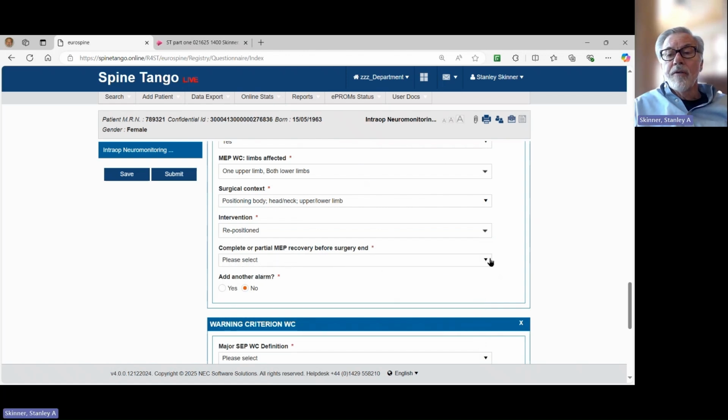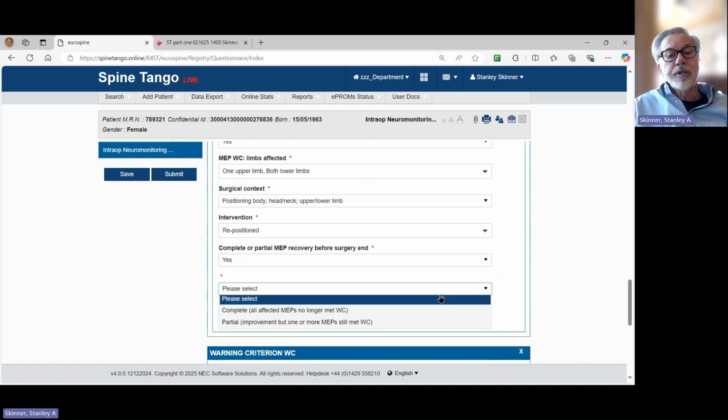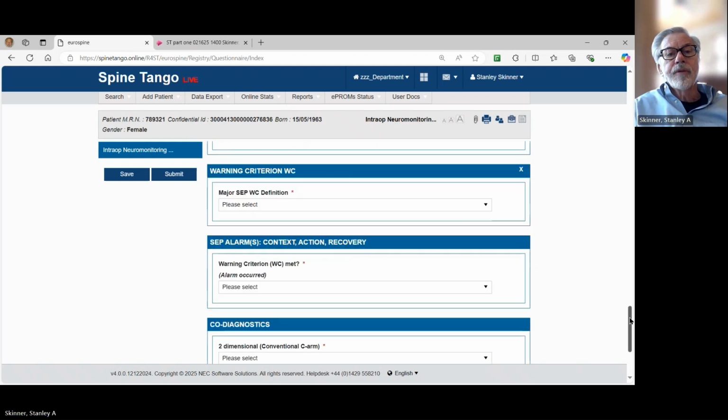Complete or partial recovery. Well, we're going to say yes, and we're going to say partial recovery. Partial recovery means one or more of the MEPs did recover, but some did not recover. A complete recovery means all MEPs that alarmed recovered. If it's partial, then they didn't all recover, but some did. Another alarm, we're going to say no.